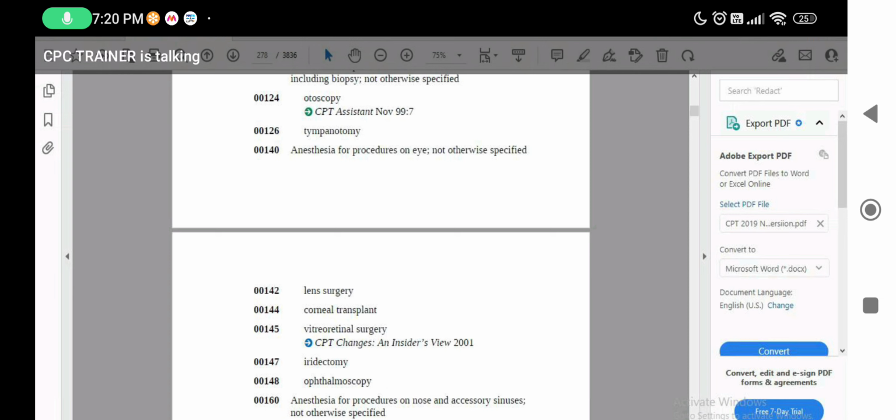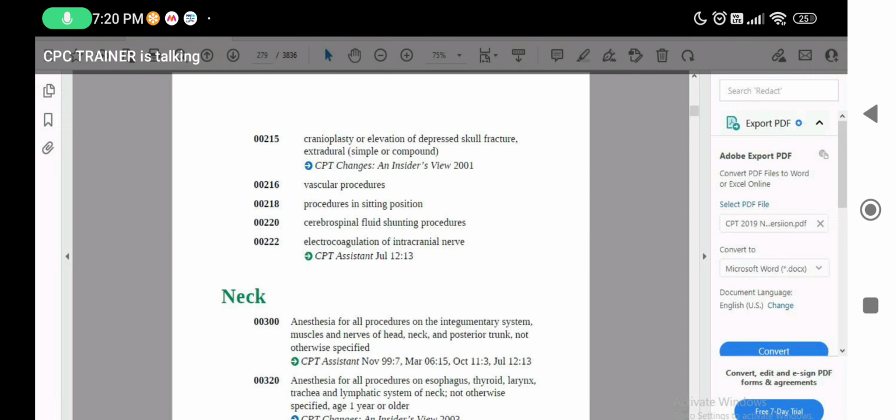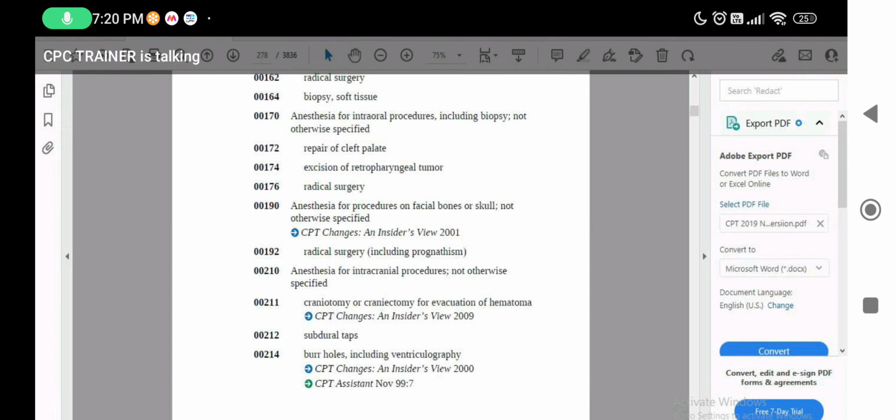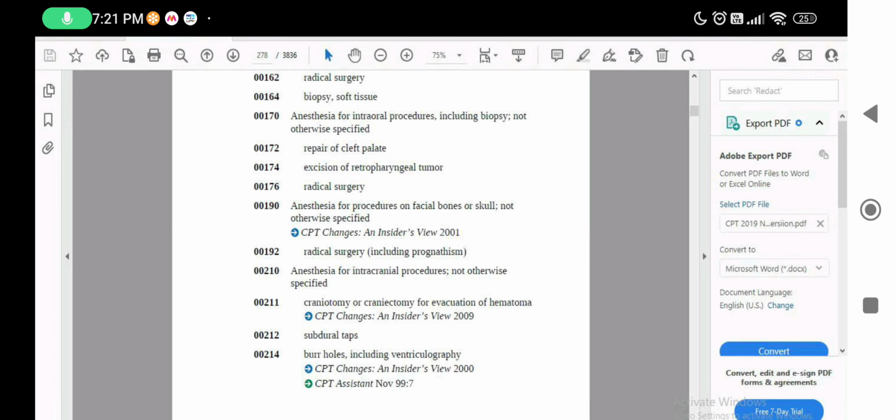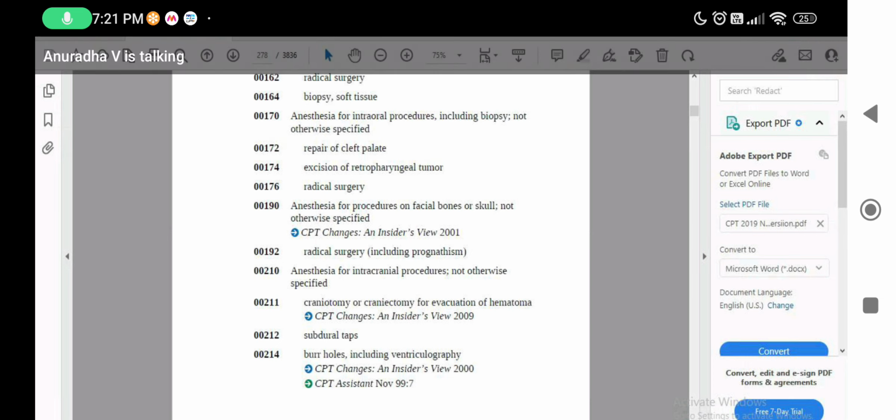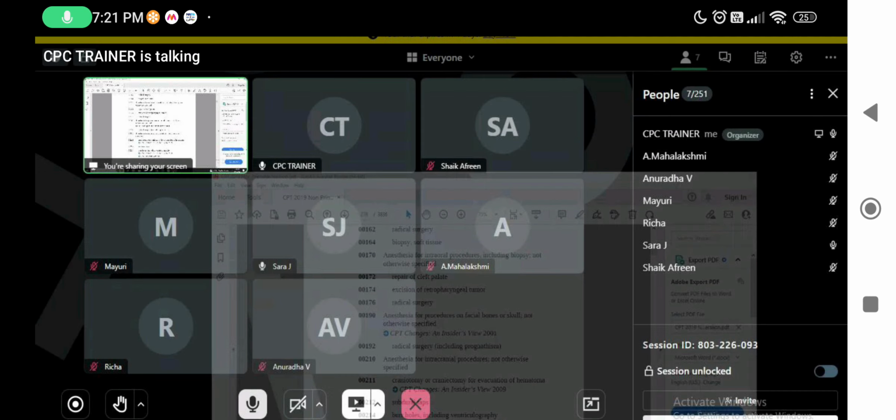Right? So Anuradha, how to read the code 00212? Anesthesia for intracranial procedures with subdural taps. Yes, super. While coding, which code alone are you using? 00212. Yes. I guess everyone is clear, right?